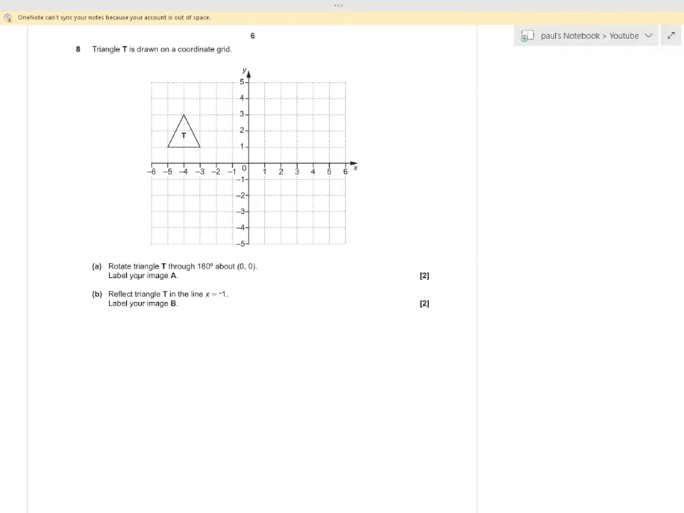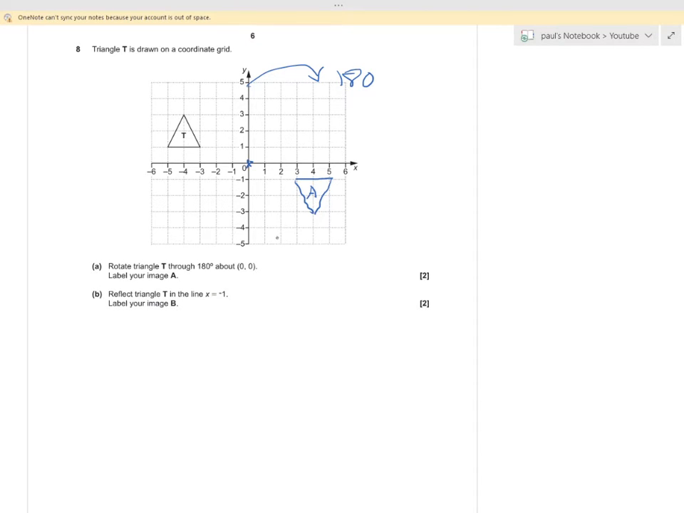T is drawn on a coordinate grid. Rotate the triangle through 180 about 0, 0. Now, normally you'd use tracing paper for this. I'd put a dot in the middle, draw around the triangle, and then spin it round 180, but I can't, so I'm going to have to count: 1, 2, 3, 1. And then it's going to end up over here, 1, 2, 3, 1. I think it's going to end up there. Yeah, so it's 180.